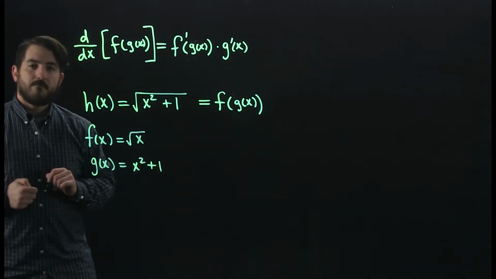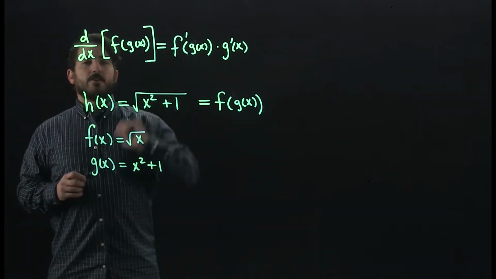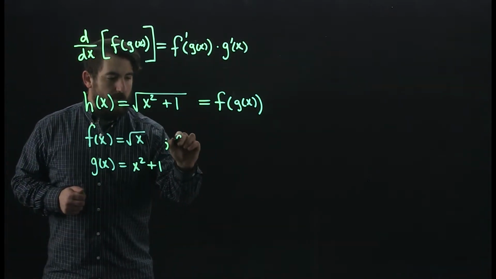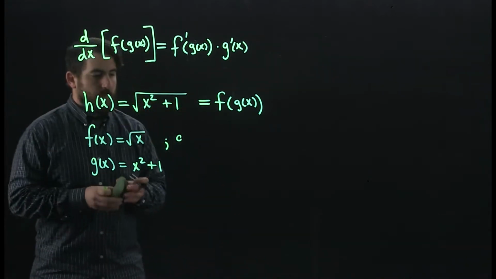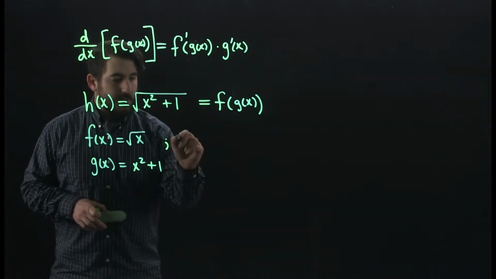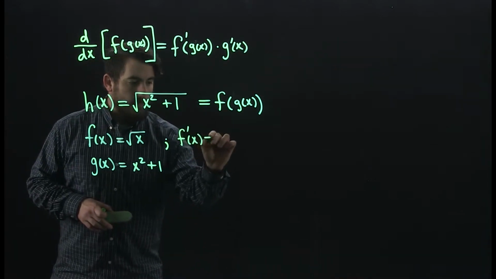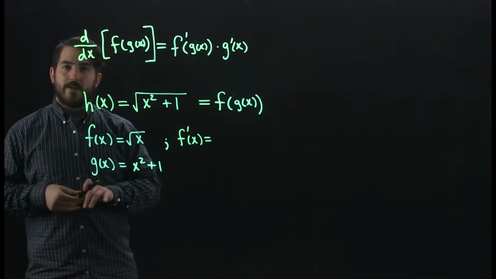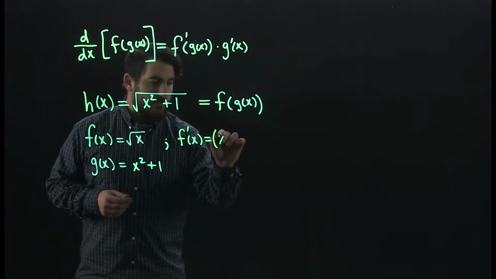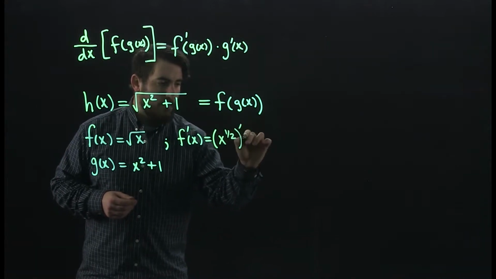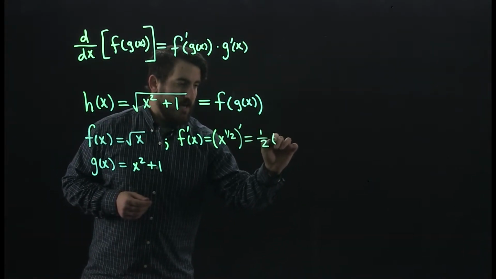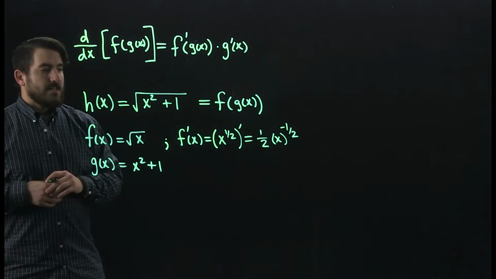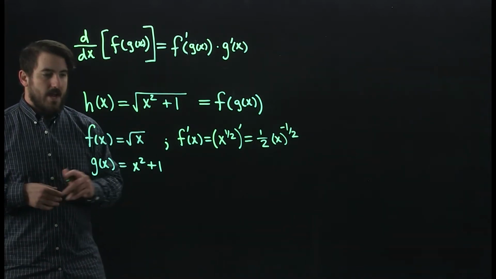That's the inside function. Now, notice that we want the derivative of f and we want the derivative of g. So, the derivative of f, f prime, equals. Now, we can't take the derivative of the square root of x as it is. We first need to write it in its exponential form. So we can write this as x to the 1/2 prime, which equals 1/2 times x to the negative 1/2. And so that is the derivative of x to the 1/2.